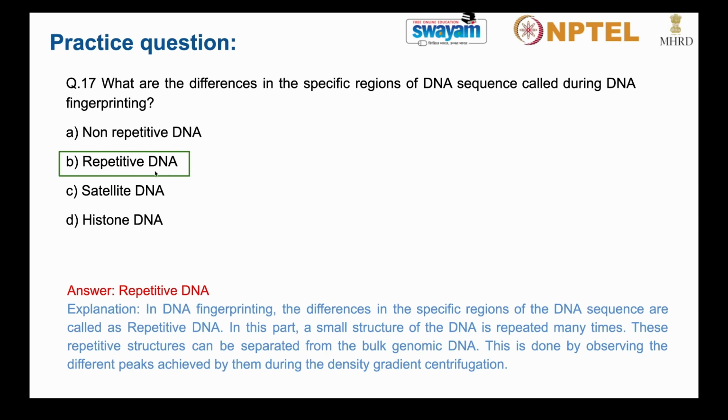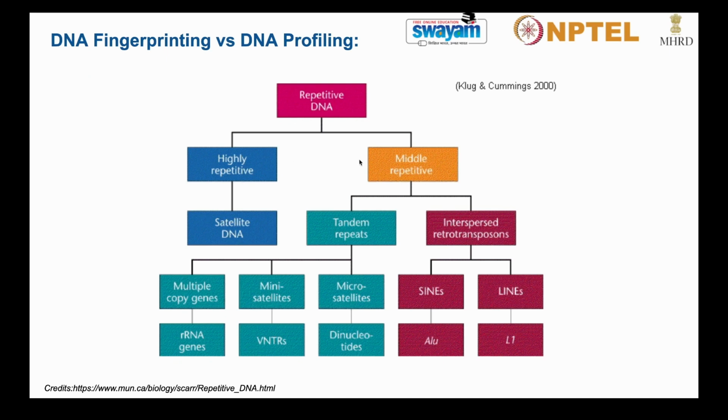So in this way, repetitive DNA would be the correct option here, because we are talking in general. We are not focusing on a particular part of the chromosome. So hence, satellite DNA is not the correct option. Whereas if you look here, another category is middle repetitive. That is, as compared to satellite DNA, the repeats will be lesser in number. So one is tandem repeats, another one is interspersed retrotransposons.